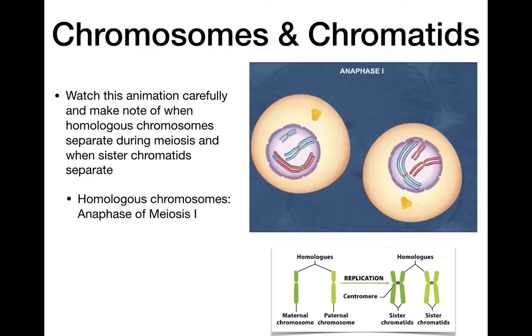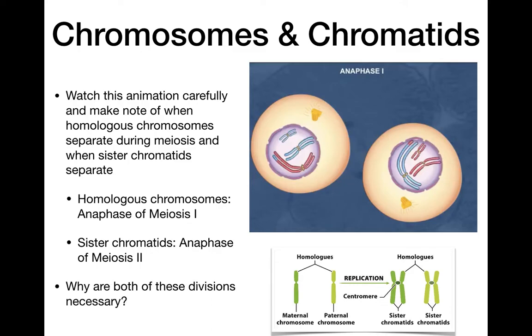Okay, so homologous chromosomes separate in anaphase of meiosis 1. So that's the anaphase you're seeing here. And then sister chromatids separate during anaphase of meiosis 2. So both these divisions are happening in anaphase, when chromosomes are being pulled apart. Homologous chromosomes in anaphase 1, sister chromatids in anaphase 2.